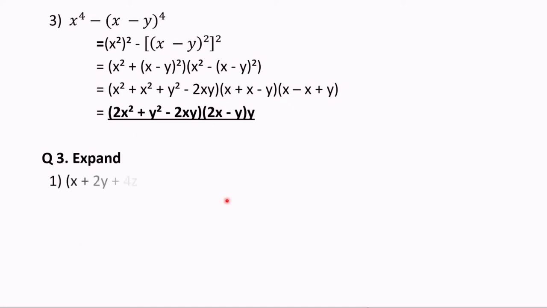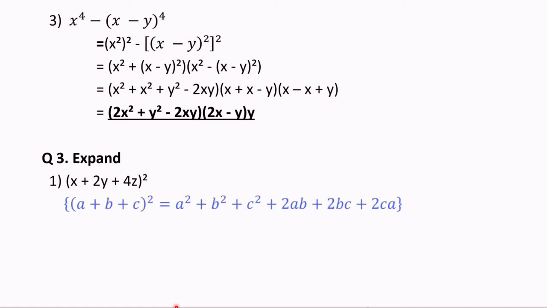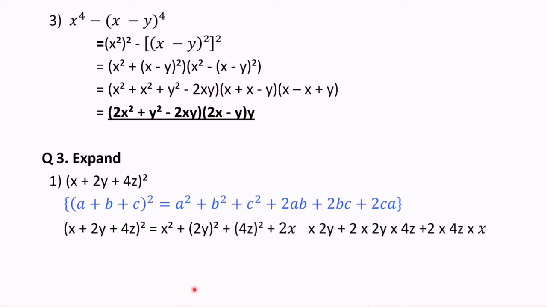Next one is expand x plus 2y plus 4z the whole square. So here which identity do we have to use? First, as I told you, we have to think about the identities. Which identity is going to apply? We have a plus b plus c the whole square equal to a square plus b square plus c square plus 2ab plus 2bc plus 2ca. So here a is x, b is 2y, and c is 4z.